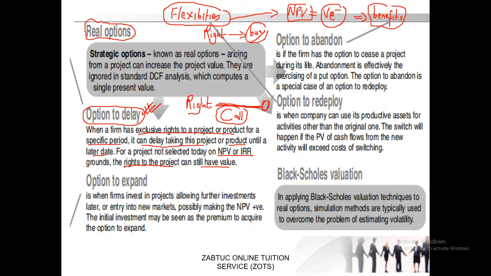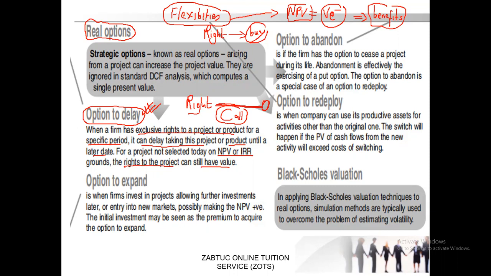So then I'm sure you would agree with me that the standard or traditional NPV has a weakness because it does not consider flexibilities embedded in a project, such as an option to delay. Now, if that one is difficult, let's look at this one, an option to expand. It is when firms invest in projects, allowing further investments later or entry into new markets, possibly making the NPV positive.